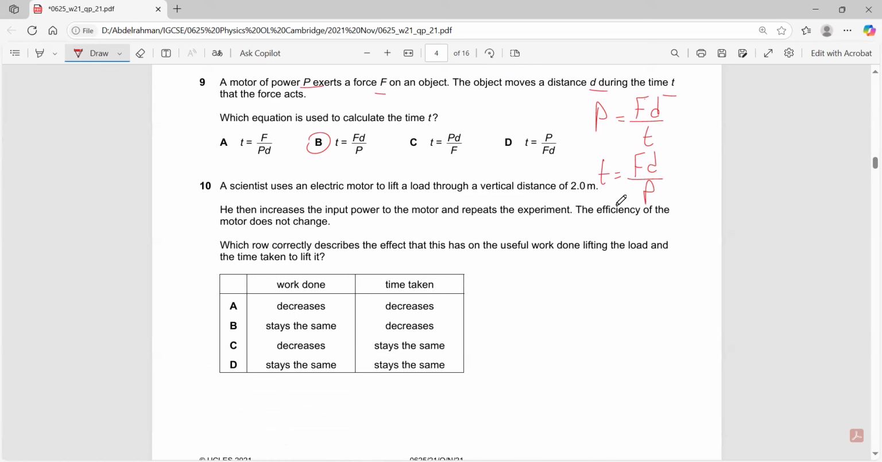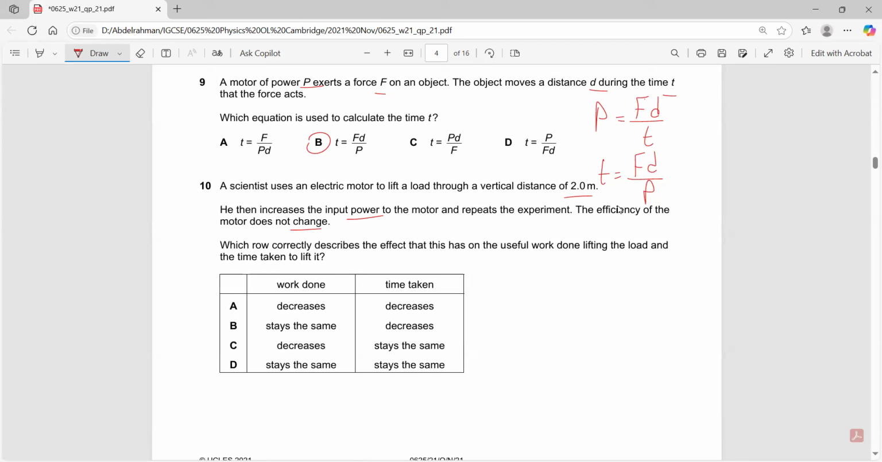Uses an electric motor to lift a load the vertical distance of 2 meters. Then he increases the power. The efficiency does not change. Which row describes the effect? Does the work done change? No, it does not change.